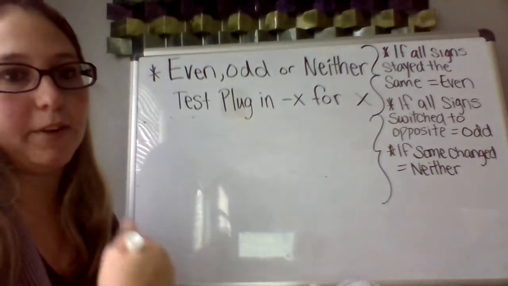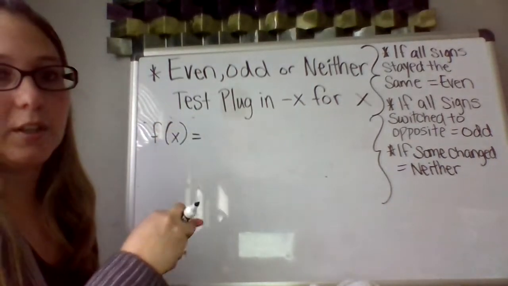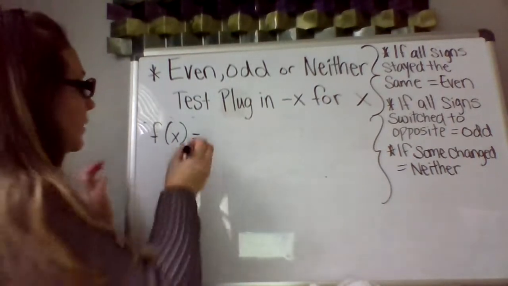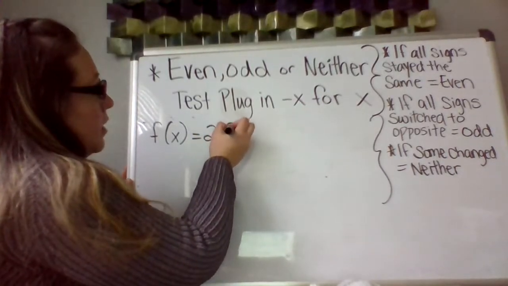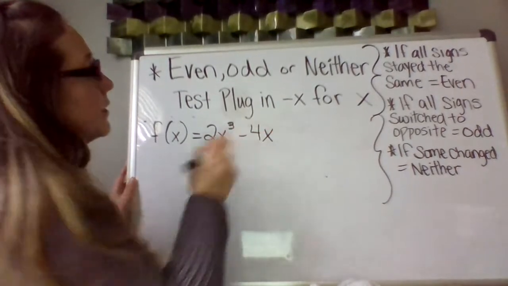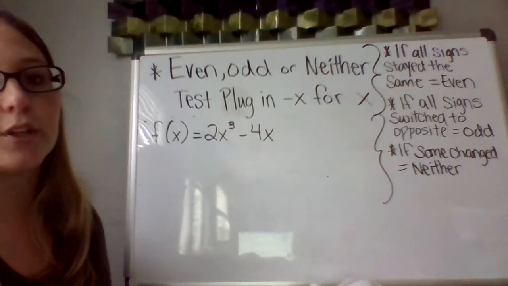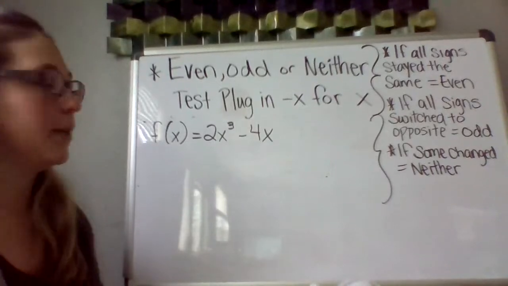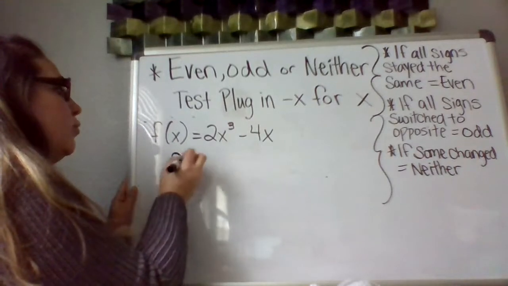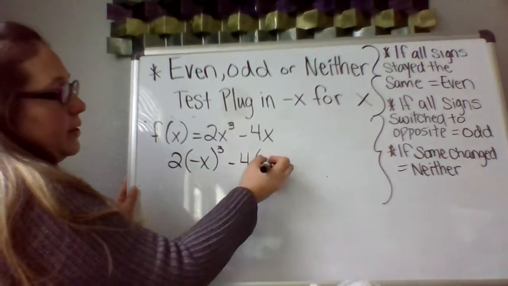The last one's going to be very similar. I'm going to do one that's similar to the last problem. So it's going to be 2x cubed again. And then I'm going to have a minus 4x. So in this case, the problem's a little different because we have an x now. So you're going to see what happens. So to test it, we're going to plug in a negative x everywhere where I see x. So I'm going to have 2 parentheses negative x, cubed, minus 4 parentheses negative x.